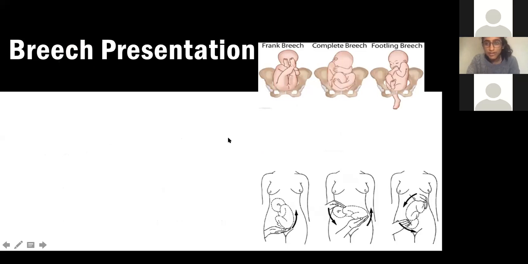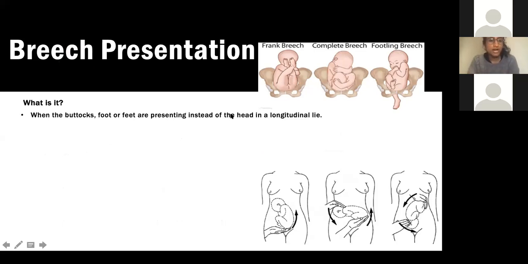So breech presentation, you've got three different types: frank breech, complete breech, and footling breech. One of them is a lot more common. Footling is the least common. I can't remember which of the others is more common, but there's definitely one that is more common than the other. It's when the buttocks, the foot or feet are presenting instead of the head in a longitudinal lie. And the thing to remember is it's normal under 37 weeks.